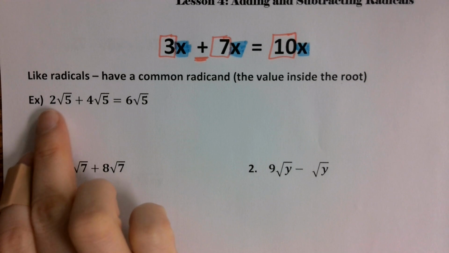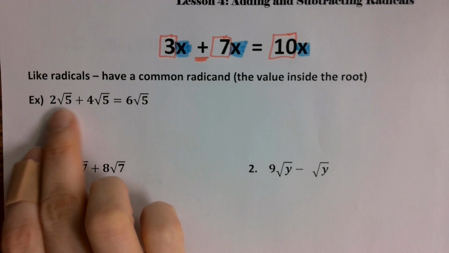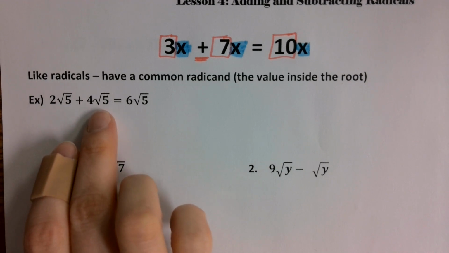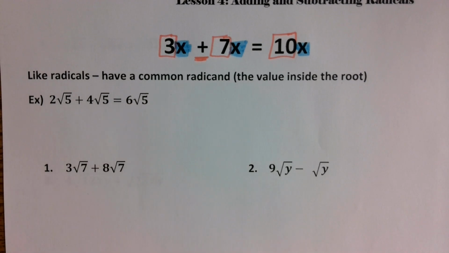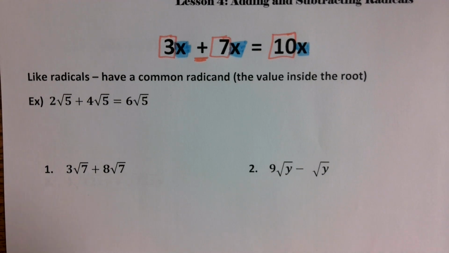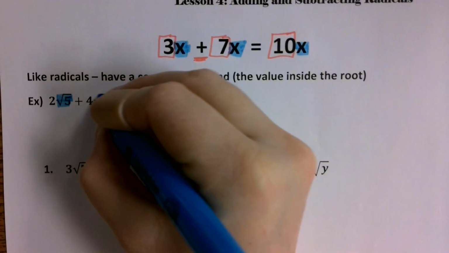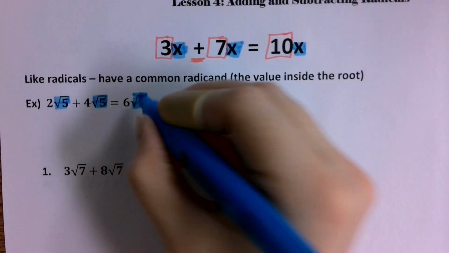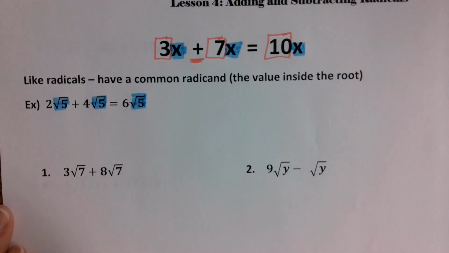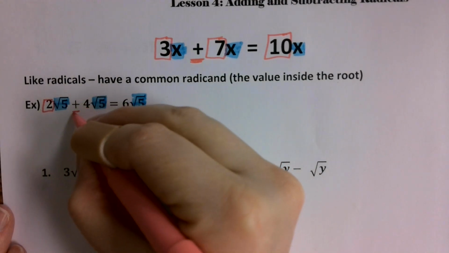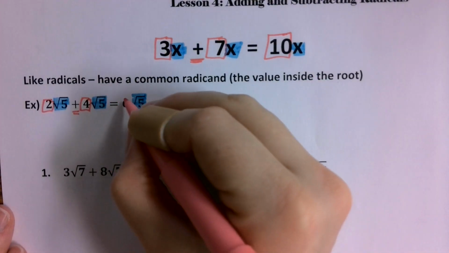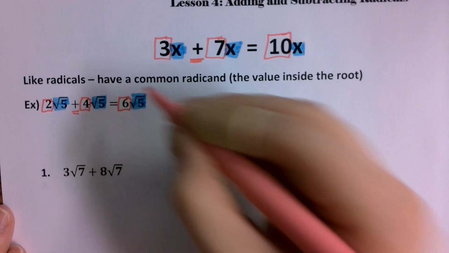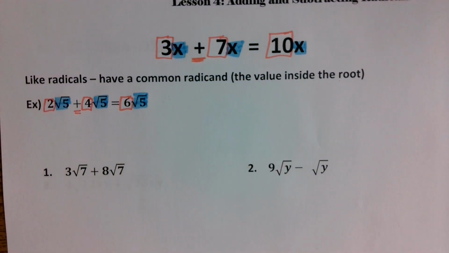So for example, 2 square root of 5, or 2 radical 5, plus 4 square root of 5 is going to equal 6 square root of 5. That 5, that square root of 5, those happen to be the like terms. So it stays square root of 5, and you're just focusing on adding your coefficients together. So 2 plus 4 gives us that 6. We keep the square root of 5 as it is.